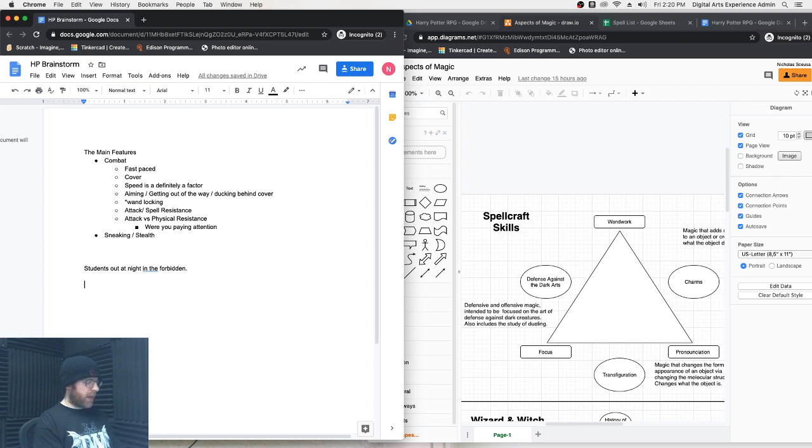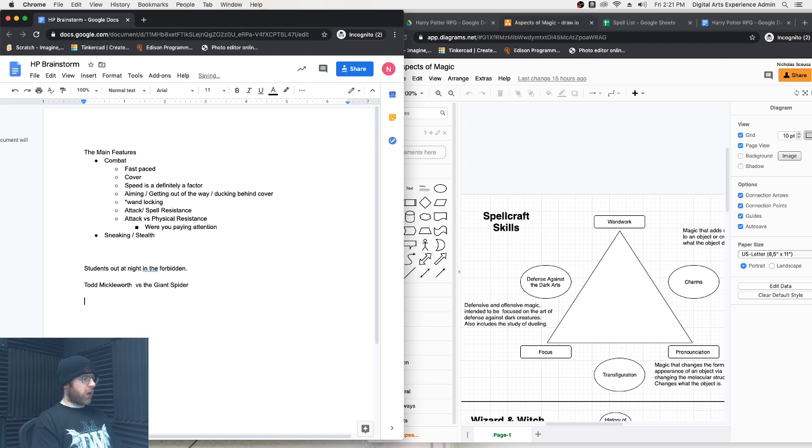So let's say we need a name for our wizard. What's a good name for our wizard? I will say... Todd Mickleworth. Yeah. Todd Mickleworth versus the giant spider.